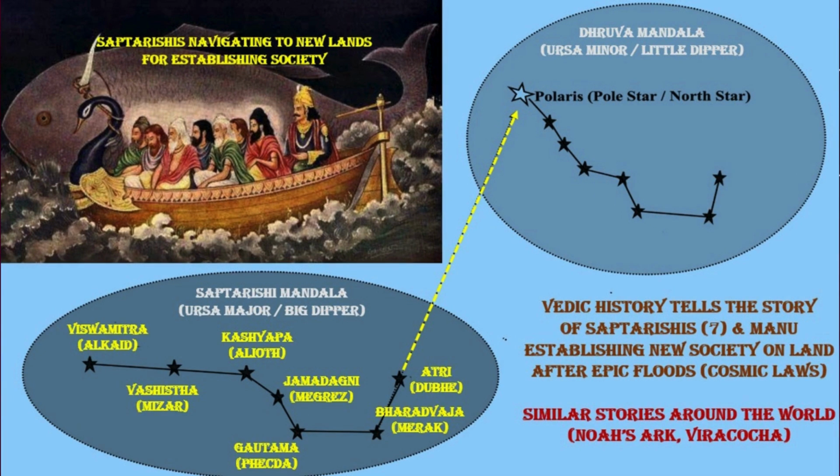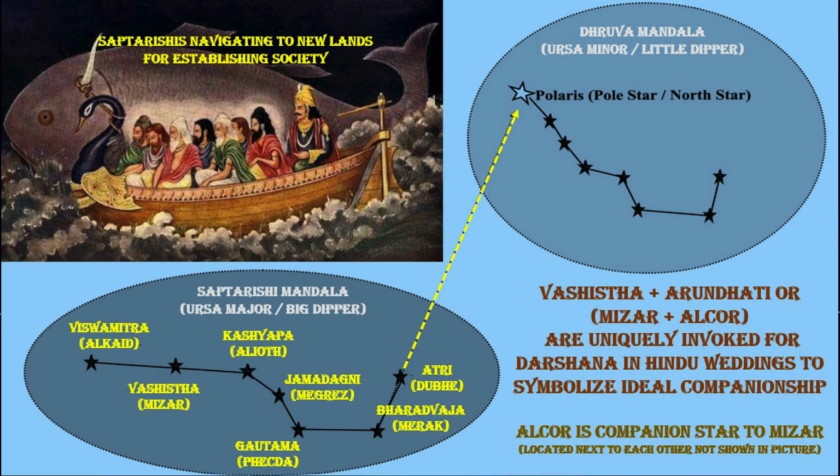The Saptarishis, or the 7 luminous stars, form the Big Dipper, part of the Ursa Major constellation. In Vedic tradition, these stars are linked to the 7 eternal sages: Atri, Bharadvaja, Gautama, Jamadagni, Kashyapa, Vashishta, and Vishwamitra. And there are the corresponding names as they are known in English as well. The story of Manu and the 7 sages is depicted in the Puranas as new beginnings of the world. Similar flood stories have existed around the world, like Noah's Ark and the Viracocha stories that we have read about.